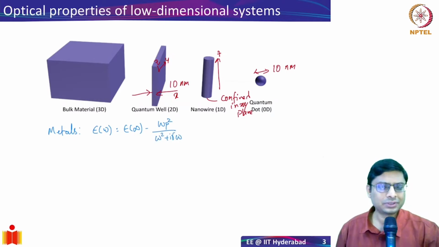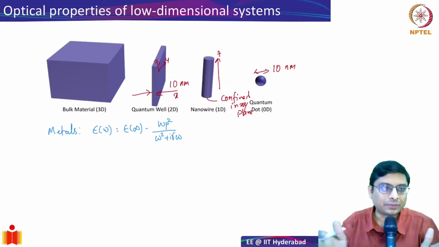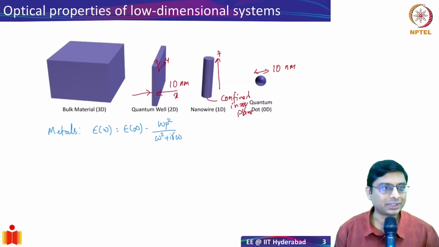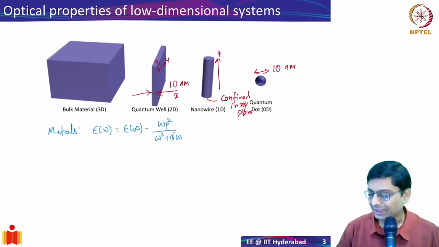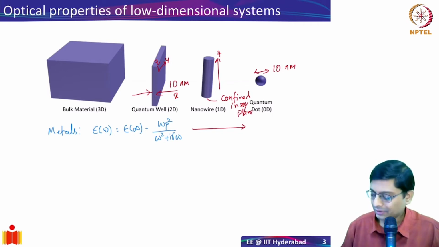This is valid for a bulk piece of metal, say a couple of centimeters of metal. But what if I try to confine it to a quantum well? I just make a metal film of, let's say, 20 nanometers. What will happen to the optical properties? Well, it turns out that if you have metals, you don't need to really worry about the low dimensional confinement properties, unless you go below 2 to 3 nanometers in size.